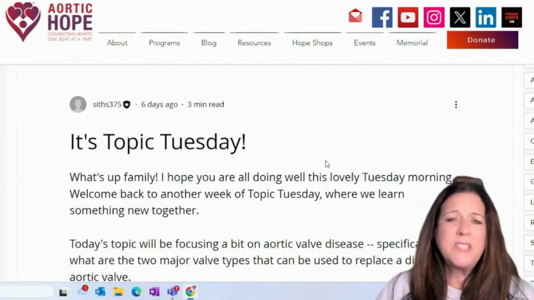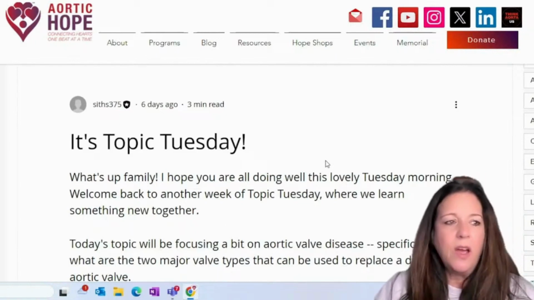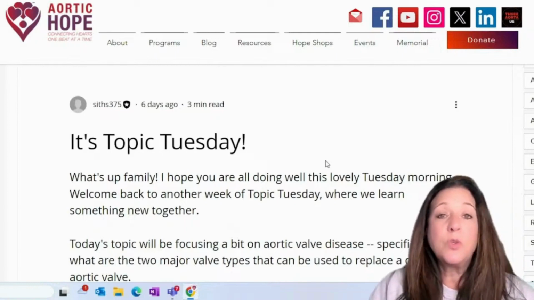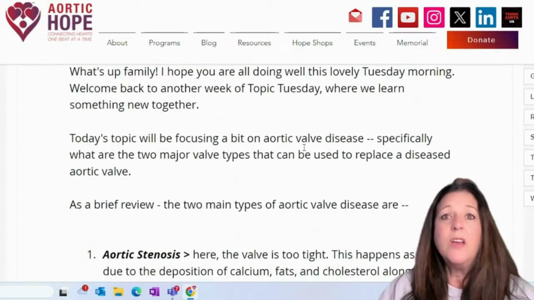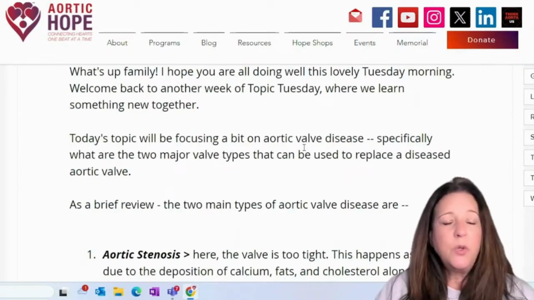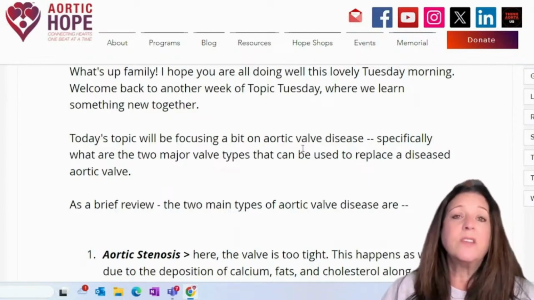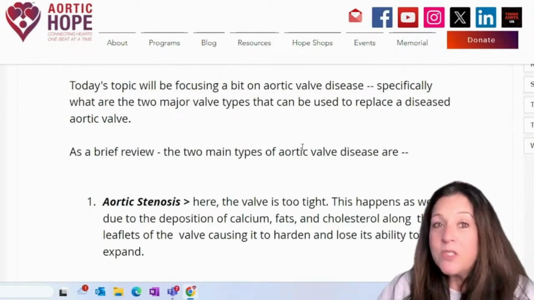Specifically, this post was honing in on two different types of issues with valves and the types of valves that can be used to replace or repair them, okay? Because we get a lot of questions about this as well. So here's a brief review of the two main types of aortic valve disease that we've talked about in previous weeks. The first one was stenosis. Do we remember what aortic stenosis means?